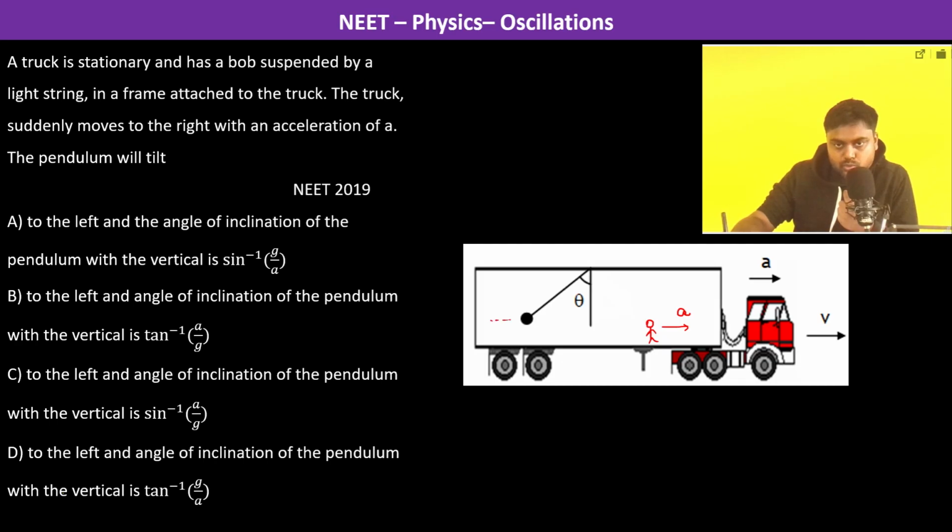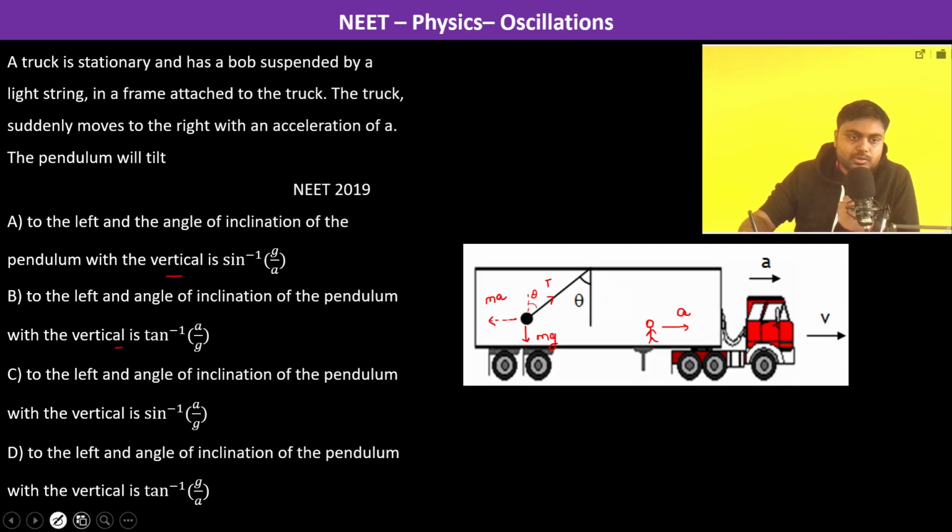it should have a pseudo force in this direction, which is ma. There is mg below and this is the tension. So since this is theta, and everywhere you see it's mentioned theta with the angle with the vertical. This is theta, so therefore this should be also theta.